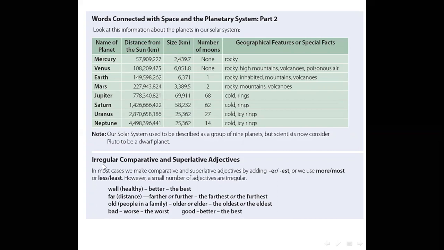Here are some irregular comparative and superlative adjectives. For example, well, better, the best; far, farther, the farthest; old, older or elder, the oldest or the eldest; bad, worse, the worst; good, better than, the best.